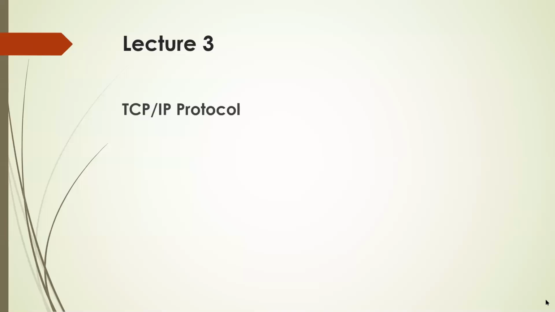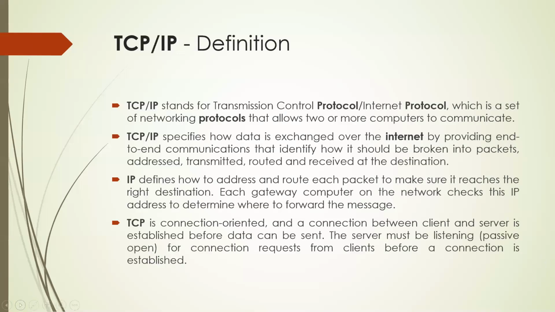How many layers are there in the TCP/IP model? Does anyone have any idea how many layers there are? If anyone has answered, then yes, please repeat. 4 layers. 4 layers are there. Okay. Let us start with the definition.